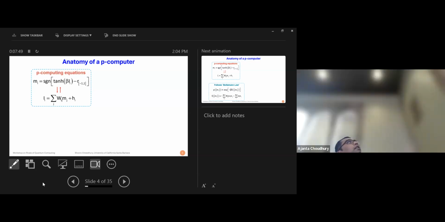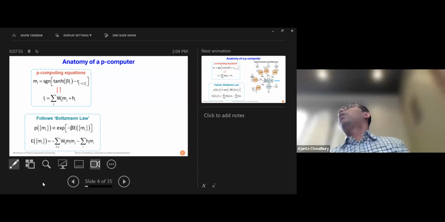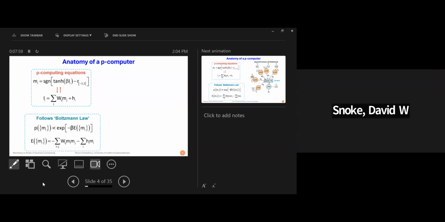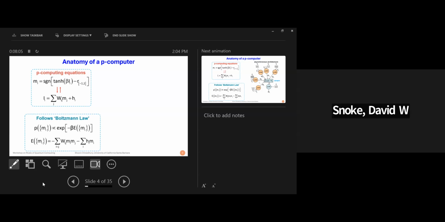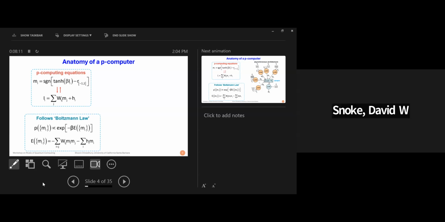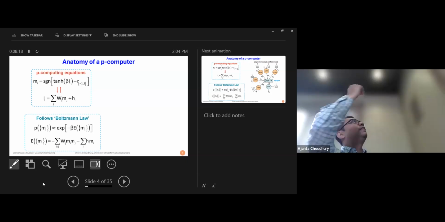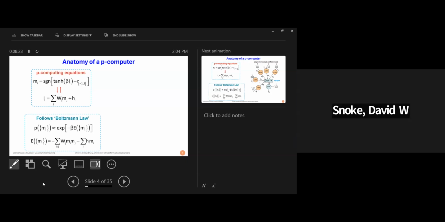And now, what is the expected behavior of a P computer? If you take large enough samples from this P computer, it is expected to follow the Boltzmann law. And the Boltzmann law is based on this energy expression, which is the fourth expression here. And if you look at this carefully, this is exactly the classical Ising energy expression. But here I also want to make the point that this Ising energy equation is not exactly necessary. You can use any type of energy equation you want. And in that case, you have to modify this synapse equation accordingly.